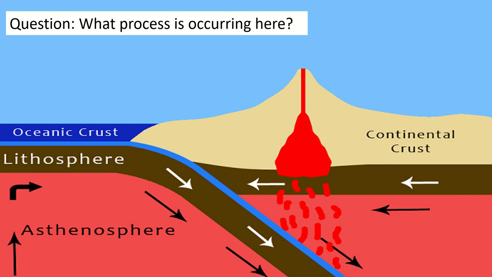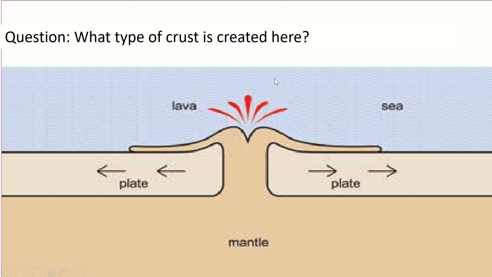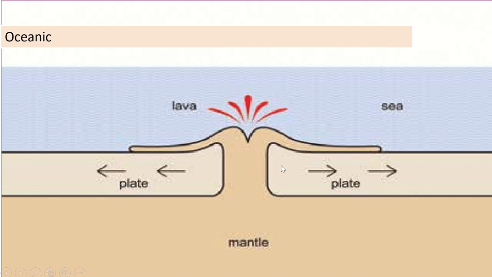Quickfire, what process is occurring here? That process is known as subduction. And quickfire number 2, what type of crust is created here? Well, we've got two plates moving apart. The mantle is rising up to create new land in the form of a shield volcano as well. It's under the sea, so it is oceanic crust, which tends to be newer, it's younger, and it's denser as well, because it's been compressed by the sea.